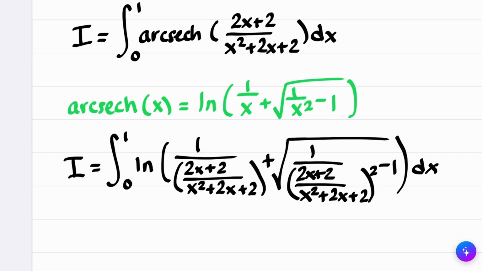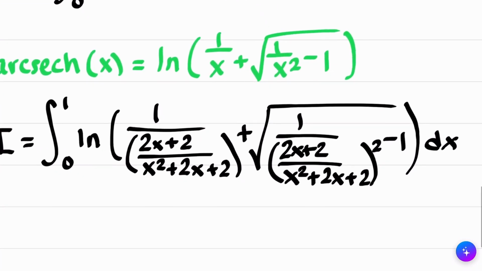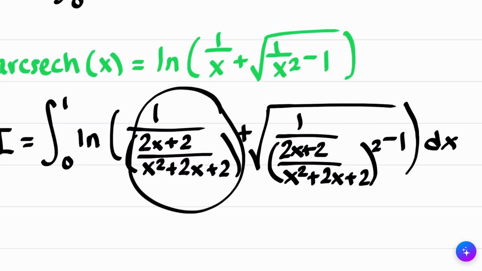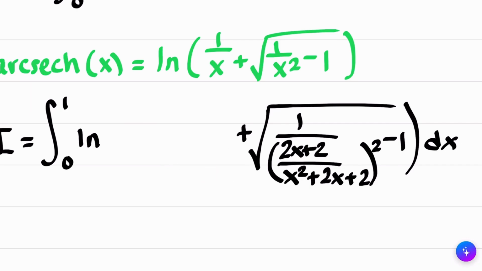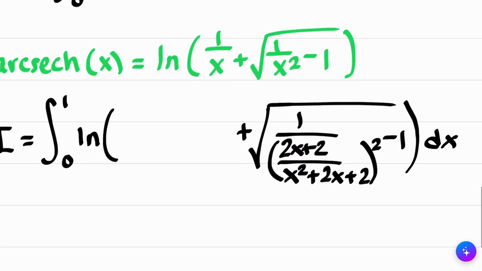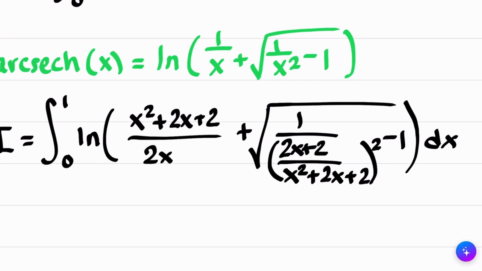So I'm first going to rearrange some of these terms in here. Now we have 1 over the quantity 2x plus 2 over x squared plus 2x plus 2. Since we have 1 over it, I can instead take the reciprocal. So I'm going to rewrite this as x squared plus 2x plus 2 over 2x plus 2. I've just flipped the fraction.